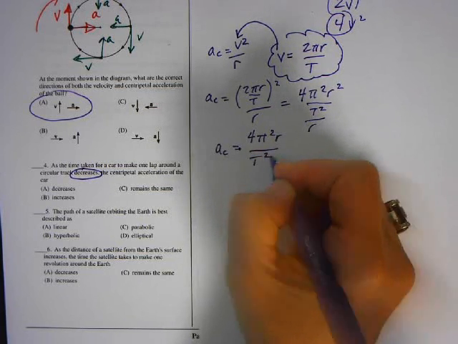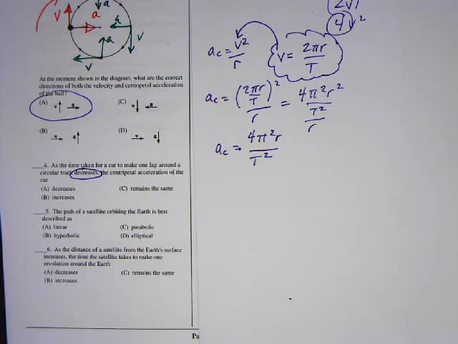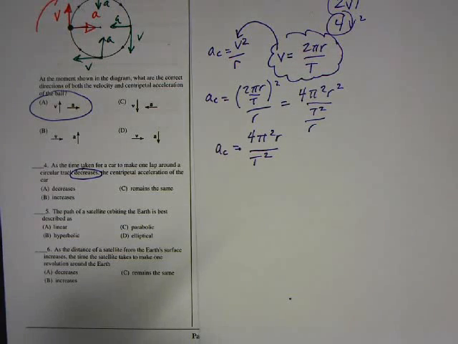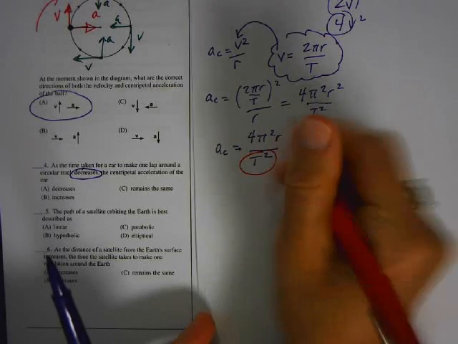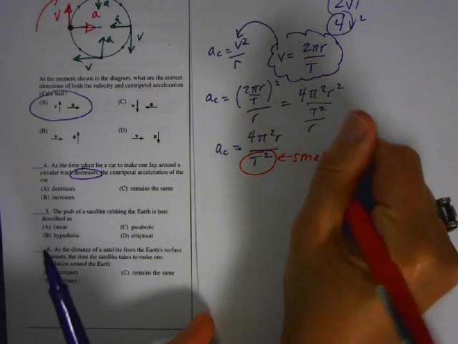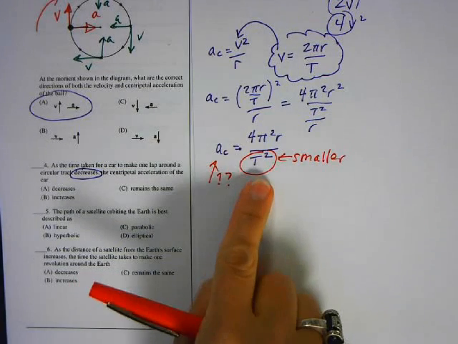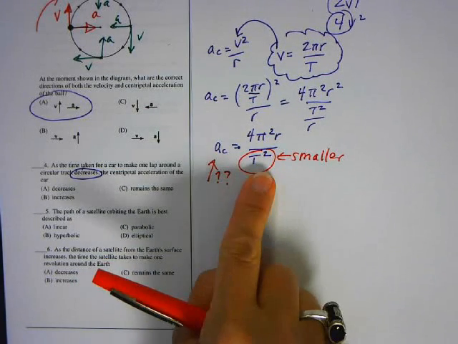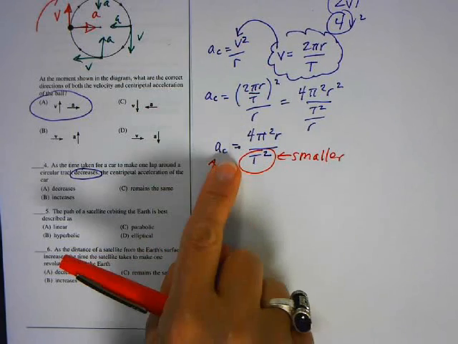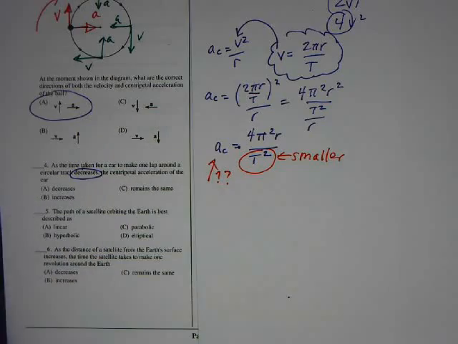Now I go back and look at the question. The question says, as the time taken for a car to make one lap around the circular track decreases. So as this number gets smaller, what happens to this? Well, we see that T is in the denominator and they're inversely proportional. So as this gets smaller, this gets larger. So the answer is going to be increases.